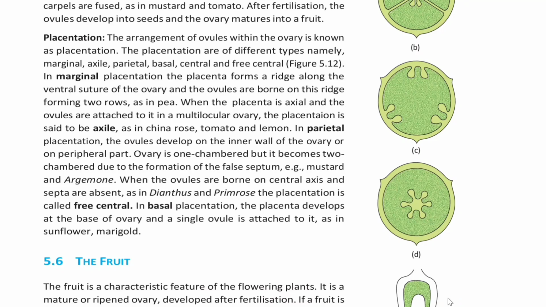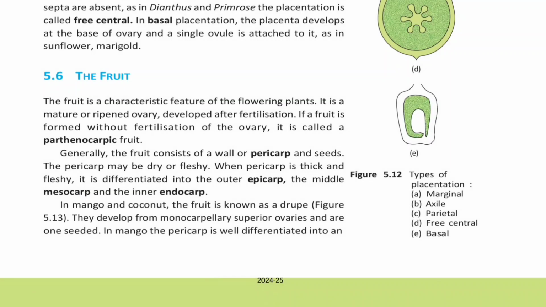Example, mustard and argemone. When the ovules are borne on the central axis and septa are absent, as in dianthus and primrose, the placentation is called free central. In basal placentation, the placenta develops at the base of the ovary and a single ovule is attached to it, as in sunflower and marigold. 5.6 The fruit.